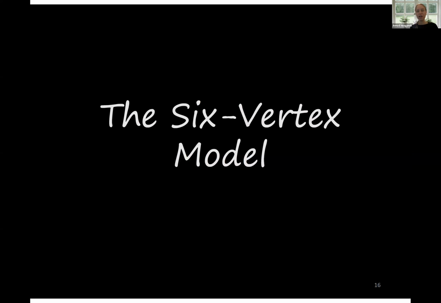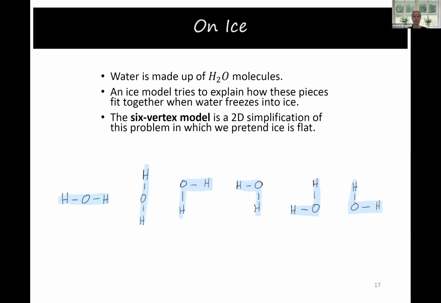Okay, so one of these very important guises, the one that Kuperberg so successfully enumerated ASMs using, is the 6-vertex model. So what's going on with the 6-vertex model? It starts with motivation from physics, and we're trying to model what water looks like when it freezes and turns into ice. So ice is made up of a bunch of H2O molecules. So we have 2 hydrogens and an oxygen. And an ice model tries to explain how these pieces fit together when water freezes.